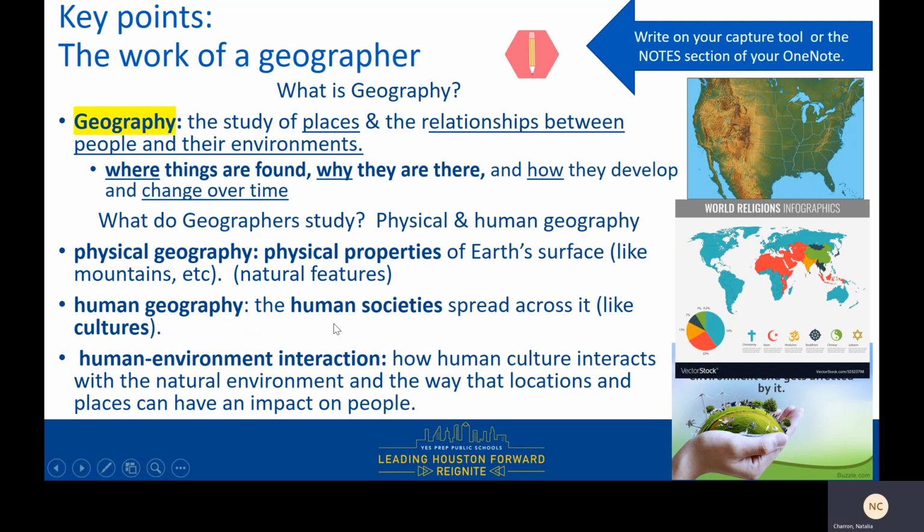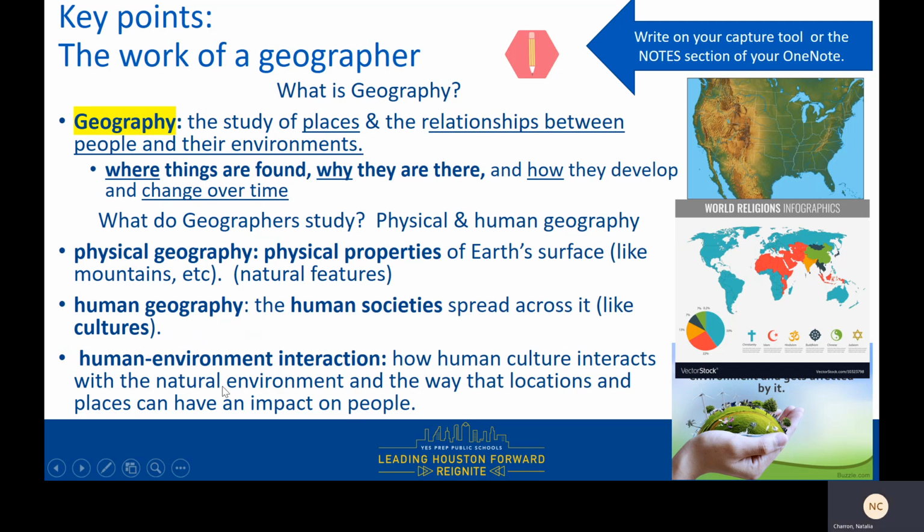Human geography studies the human societies that spread across the Earth. And it focuses on things like culture, like religion, like why human societies develop the way they do in the places that they do. Human geography really relates to what people, human beings, have done on the Earth. So you can think of physical geography as the natural environment, and human geography as culture and how people affect their places.